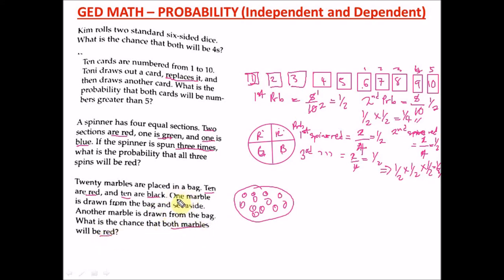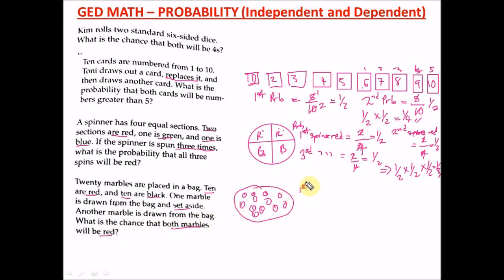You see this? One marble is drawn from the bag and set aside. So there's no replacement. So it means this event is a dependent event, because the first event that happened would affect what is left in the bag. So one marble is drawn from the bag and set aside. Another marble is drawn from the bag. What is the chance that both marbles will be red?